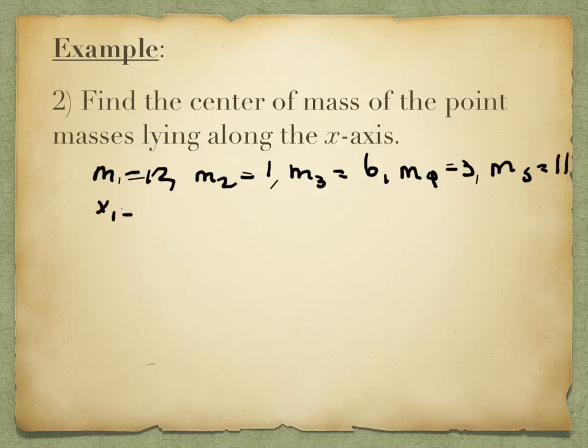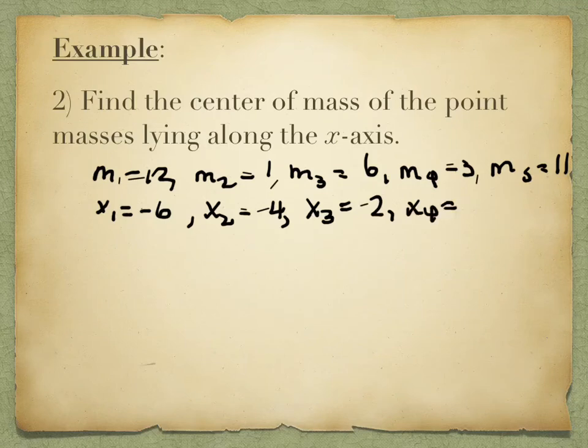My x1 distance is -6. My x2 distance is -4. My x3 distance is -2. My x4 distance is 0. And my x5 distance is 8.